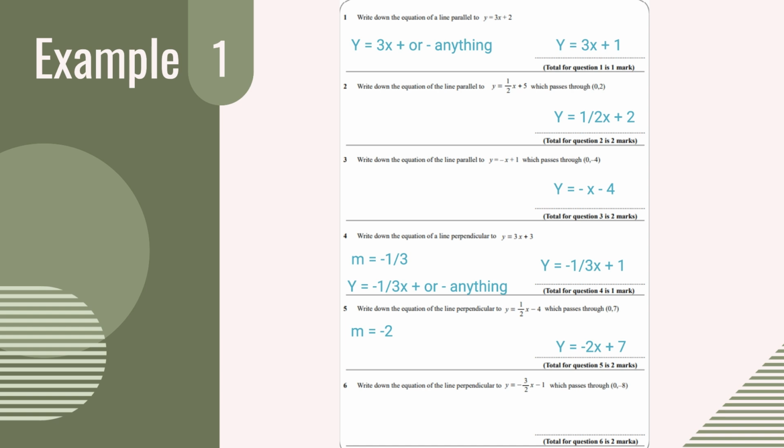Now in our sixth question, we're asked to write down the equation of a line which is perpendicular to y equals -3/2 x minus 1, which passes through the point 0, -8. Our gradient would be 2/3. So our equation will be y equals 2/3 of x minus 8, as it passes through the point 0, -8.